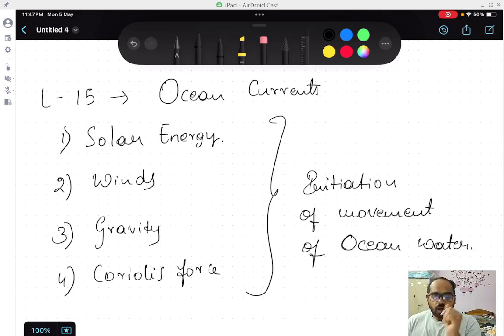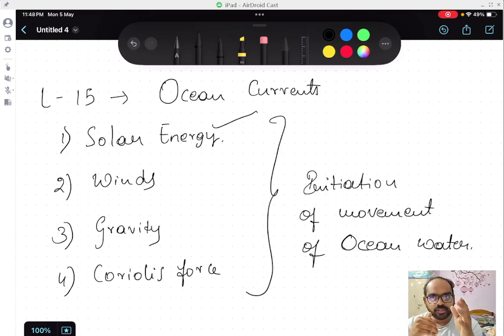How does solar energy initiate it? Due to more heating at the equatorial region, the oceanic water expands in size due to more heat. Hotter bodies expand. Whether it is a liquid or a solid, due to intense heat, any body expands in volume. So oceans get expanded in the equatorial region and lower latitude region. Lower latitude means 10 degrees to 15 degrees.